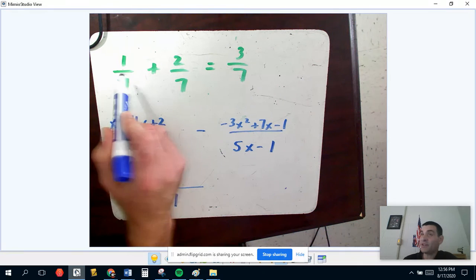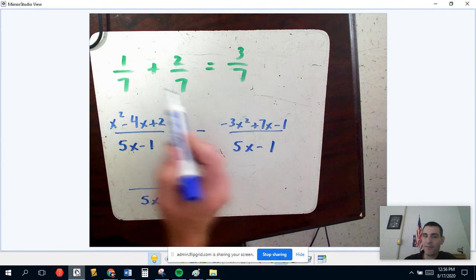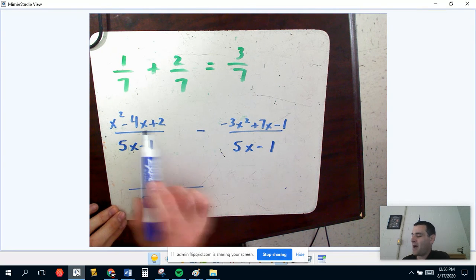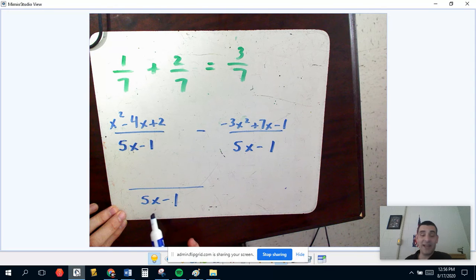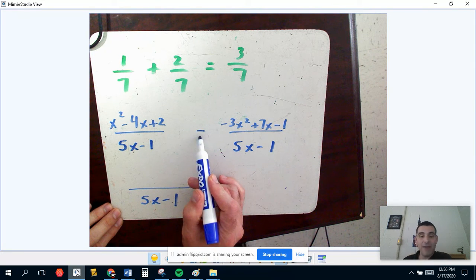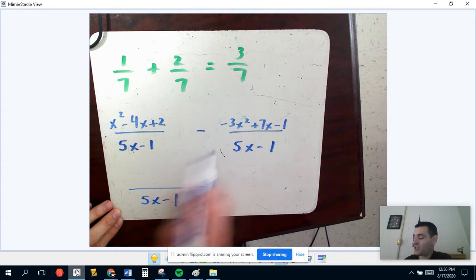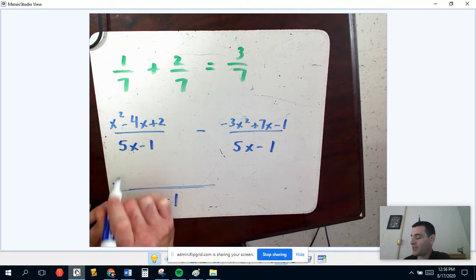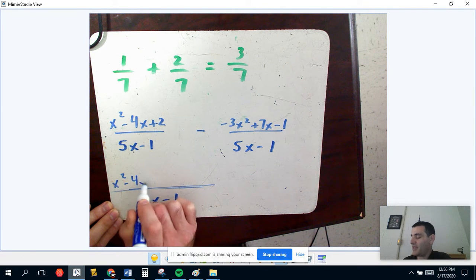And just like I added this 1 and this 2 in this separate green problem, the green and blue have nothing to do with each other, but green is used to kind of explain the concepts of the blue. I'm going to combine the two tops together while retaining the bottom. Just like I added 1 and 2 to make 3. Now we do have this minus sign, which we have to watch out for.